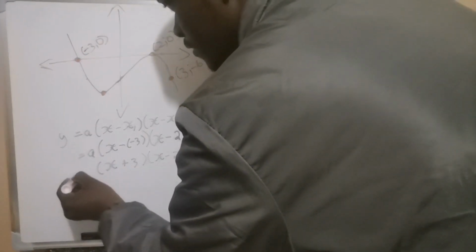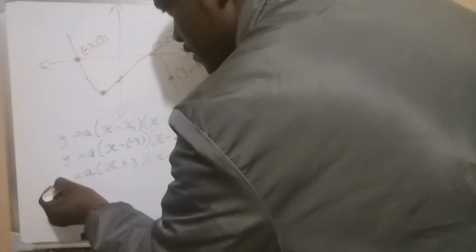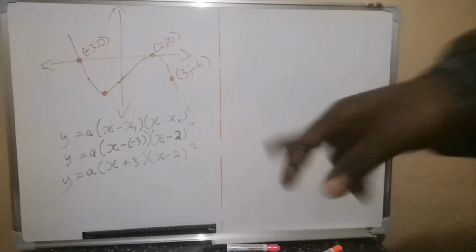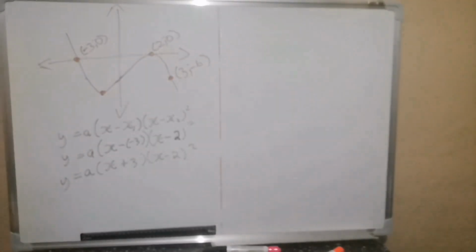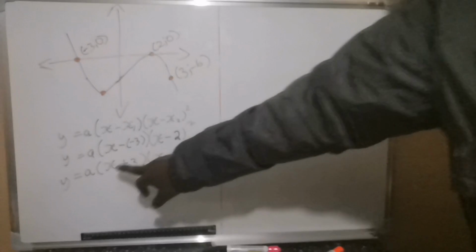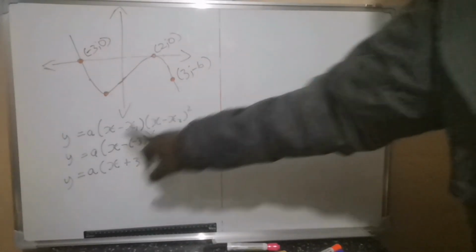Guys, I forgot a here. I forgot to put in a. We have a. Then now you are given a point on the graph which is 3 and negative 6. This means go to where you see x, you put in 3, where you see y, put in negative 6 to find a.